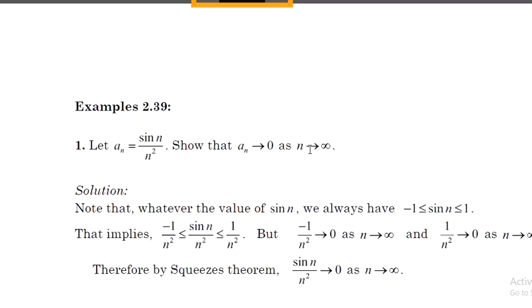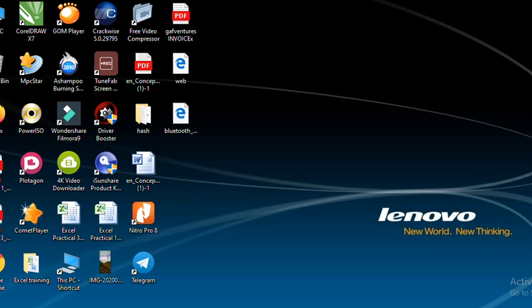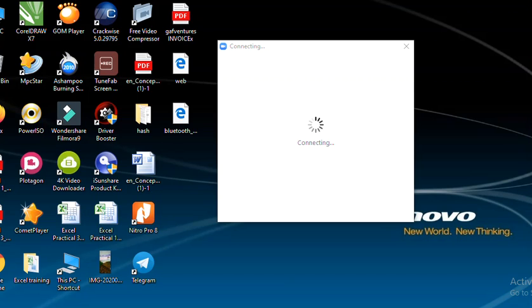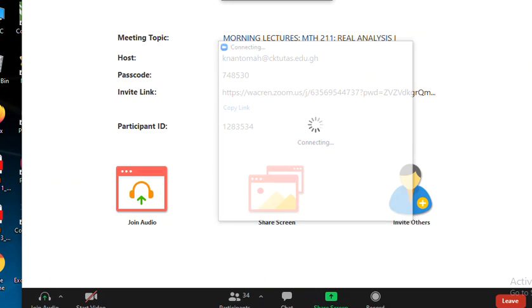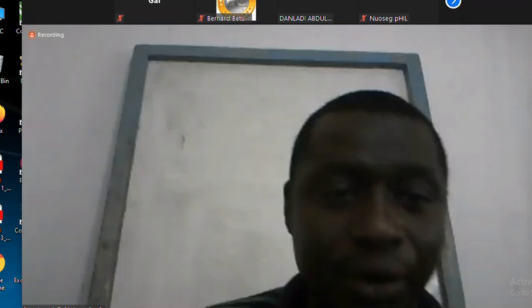So example. Let's look at this one. I'll give you a technique, or we'll start with some of the techniques.